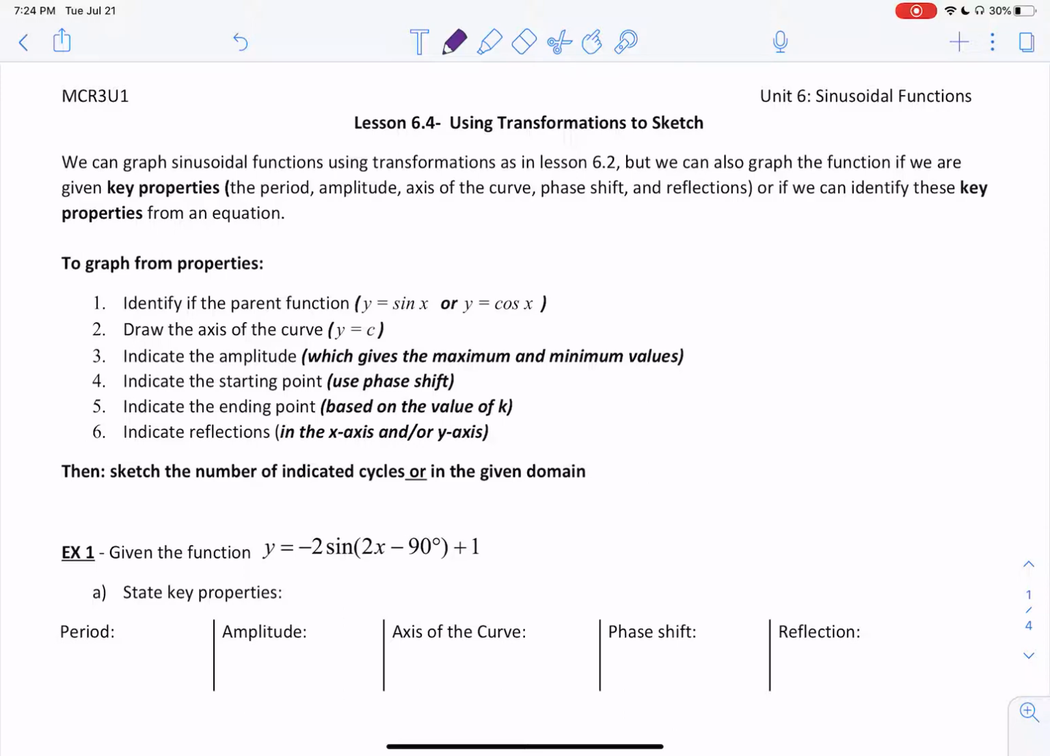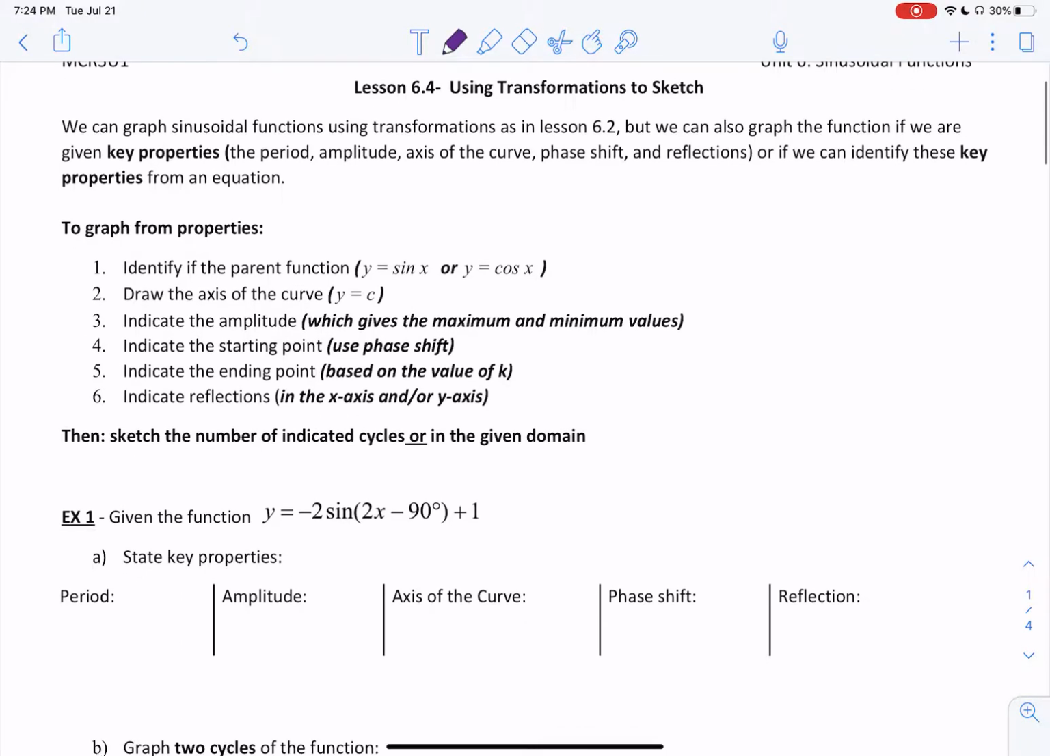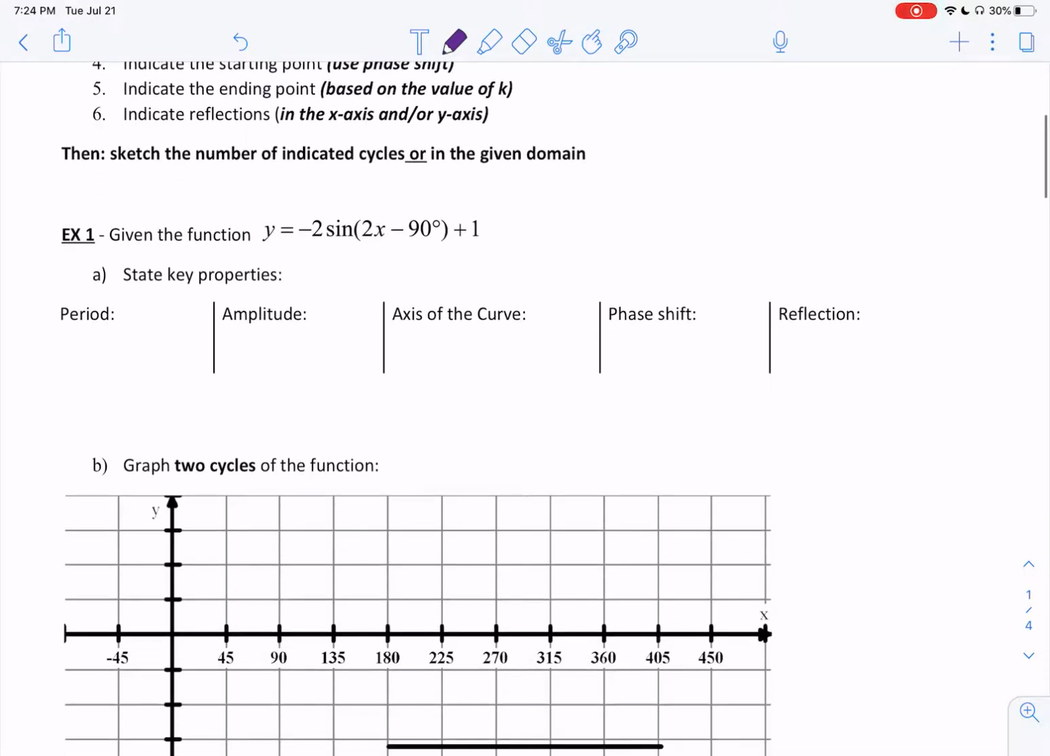So to graph from our properties, the first thing we need to do is to identify our parent function. Then we'll draw our axis of the curve. We'll indicate our amplitude, our starting point, indicate our ending point based off our value of k, and then indicate any reflections. So let's look at our first example here.